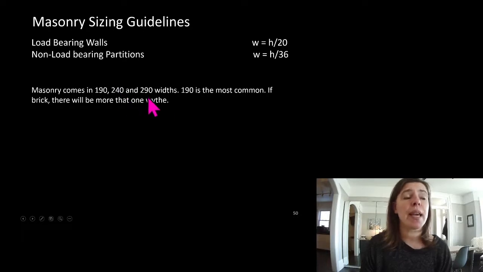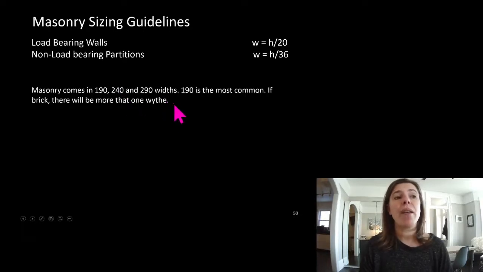If we're talking about brick, we'd be having more than one wythe. We're talking about walls, for example. Veneer is a separate thing. I'm going to show that in a slide in a minute.